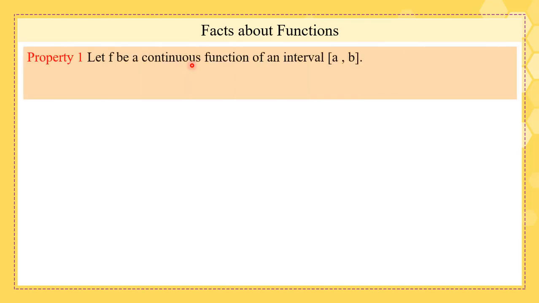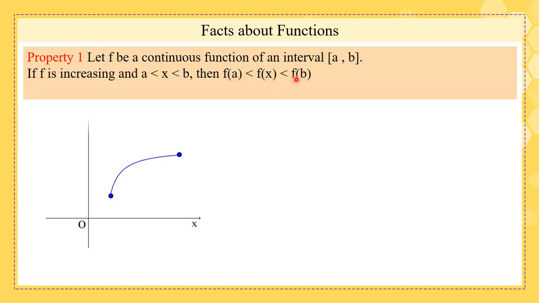Now let's continue talking about facts about functions. F is a continuous function which is defined on an interval AB. If f is increasing and x is between A and B, then we can say that f of x is between f of A and f of B. Let's see it graphically. If this is A, this would be f of A, and if this is B, this would be f of B. Now if we choose x between A and B, as you see here, f of x would be between f of A and f of B.